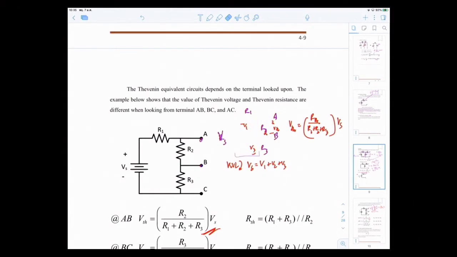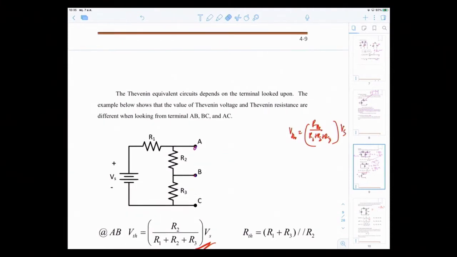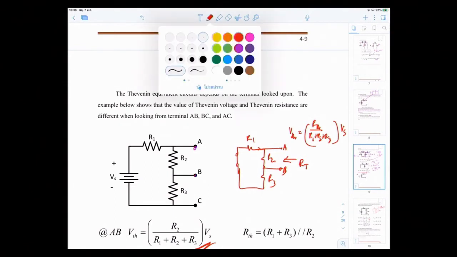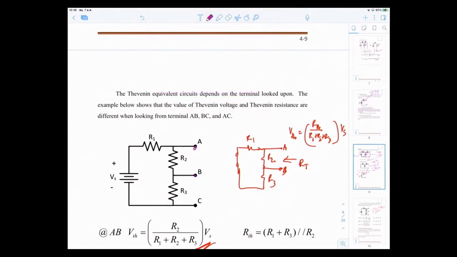Oh, sorry, let me redraw it again. Okay, so RTH, I have to short the voltage source. I forgot to short it. So short your voltage source. So R1, R2, and R3, with terminals AB. Look into here, what's R total? If you imagine there's current flow, it comes up from A like this, goes around, comes here, and they all go back into here.